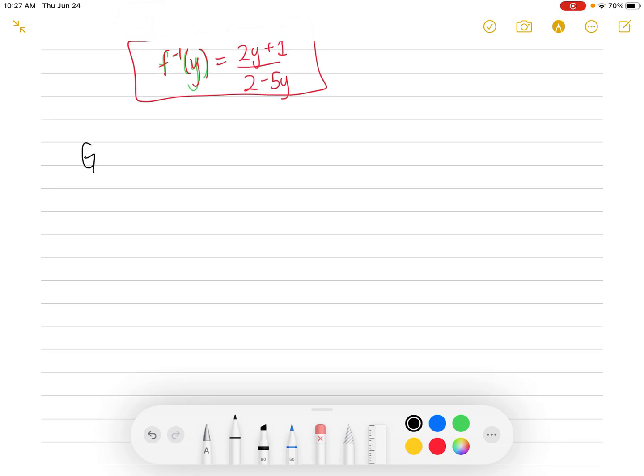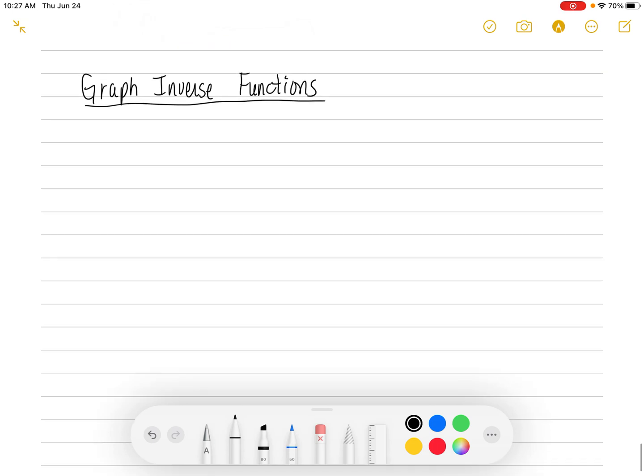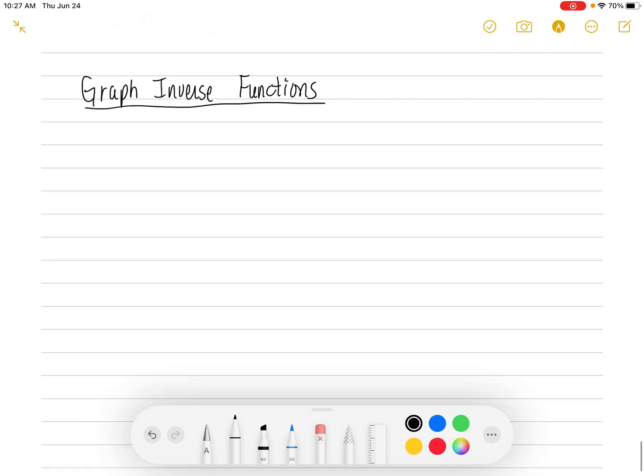There's one more thing I want to say about inverse functions. So I want to talk about graphing inverse functions.